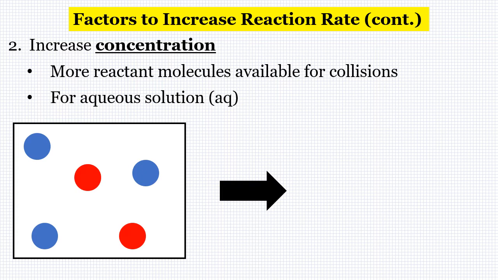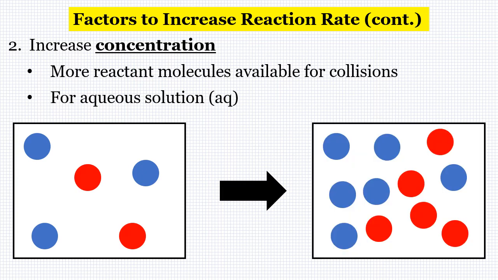So if we have 5 people in a room, the chances of bumping into somebody are okay. But if we had way more people in the same size room, the chances of bumping into somebody increase significantly. The same kind of thing happens. So when we increase the concentration, we're increasing the reaction rate.